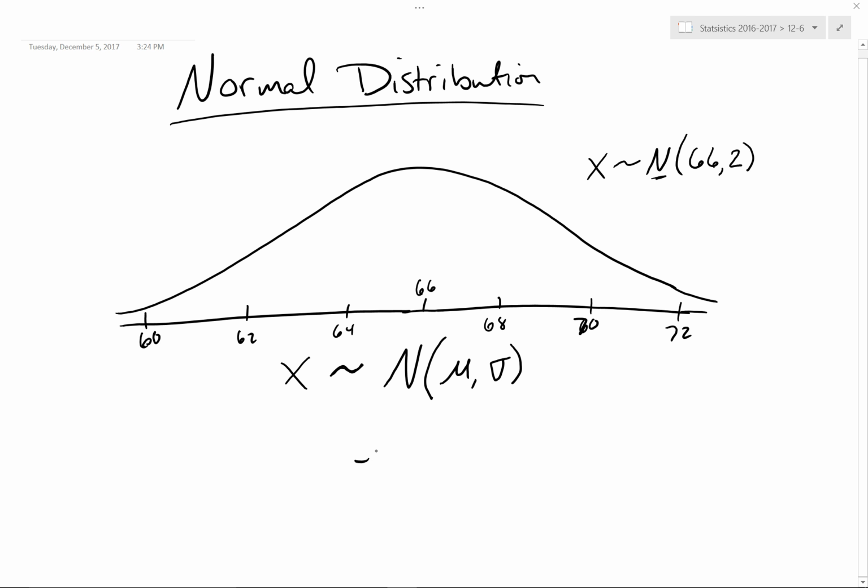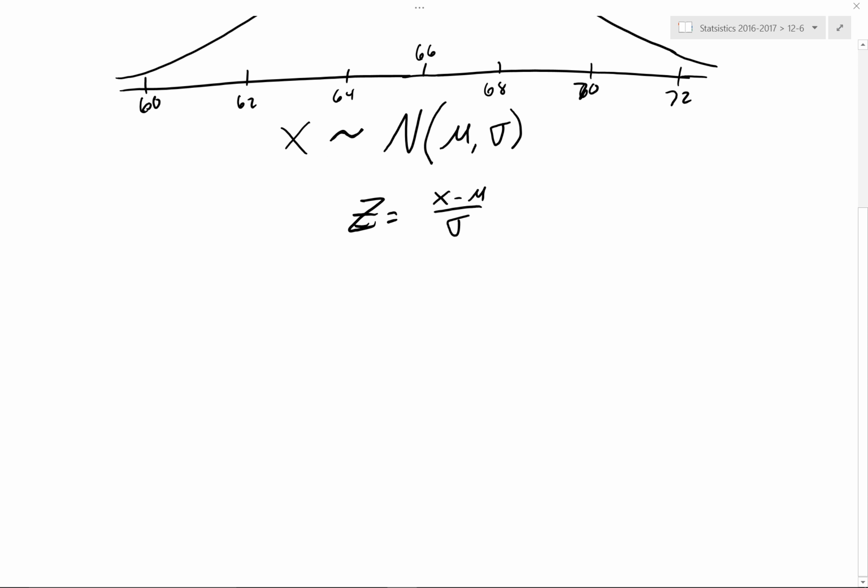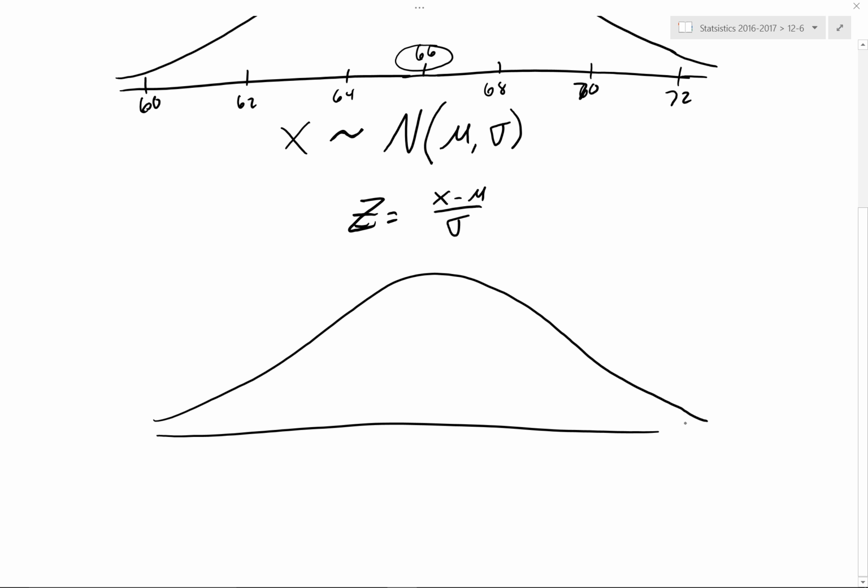Now, as you recall, we made z-scores out of things. Well, whenever you make a z-score, it turns out you're doing something that's really kind of special and neat and awesome. What you're doing is shifting. Instead of being centered at 66, it's now going to be centered at 0. And instead of having a standard deviation of sigma, it's going to have a standard deviation of 1. And so what we say is this: z is distributed normally with a 0 and a 1 for a mean and a standard deviation.